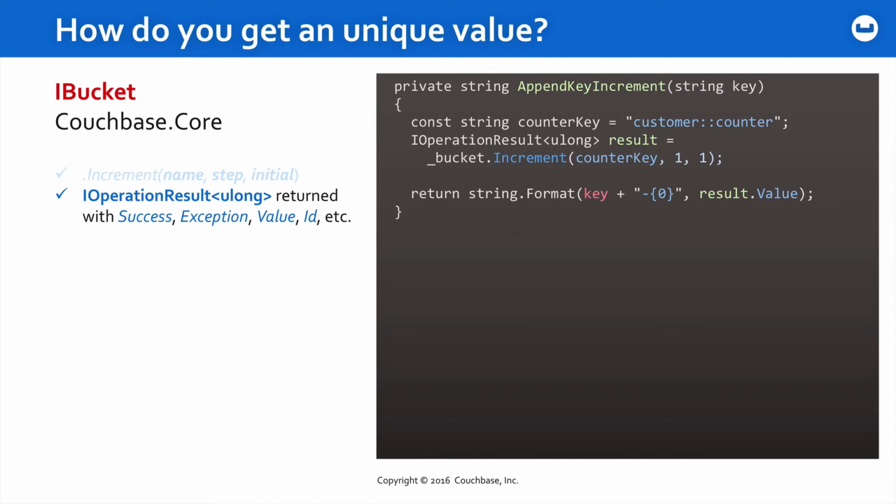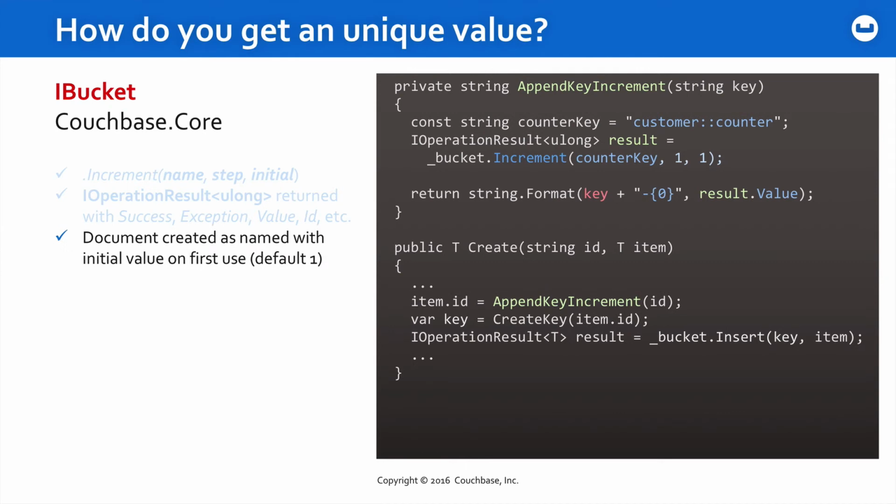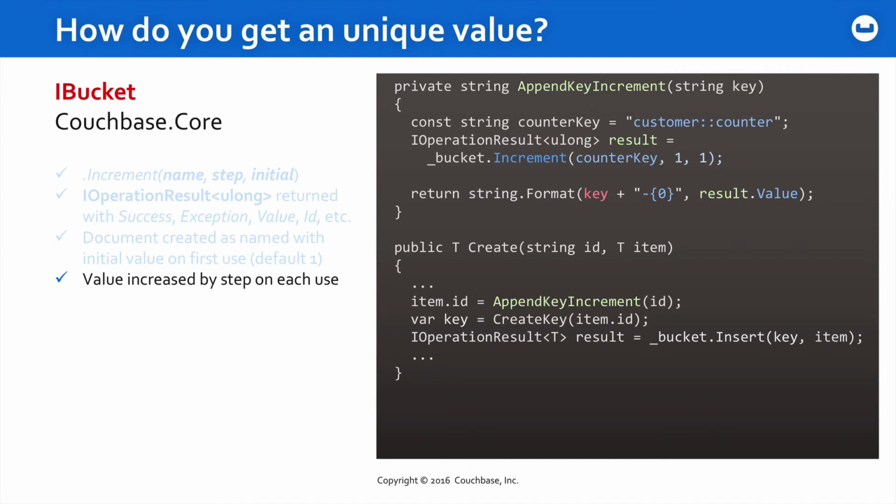So I could, as we see here, pass in a document name, in effect, the key for the counter document, of customer:counter, just to keep it in line with our other customer documents, which is where, in this lab example at least, we are focusing our use of the incrementing counter. And then we take the result of calling increment and append it to the document key and return it back as part of this particular method that we're demonstrating here. So we take the ID for a given document and append a key increment to it before we insert the document. So the value is increased by the step value on each use.